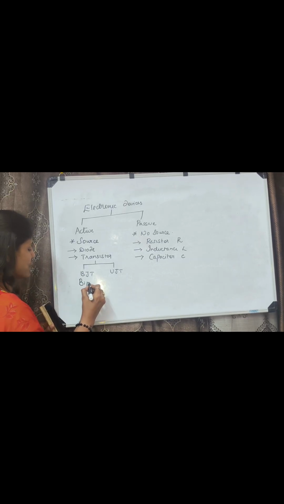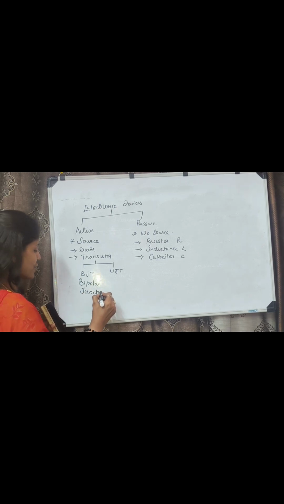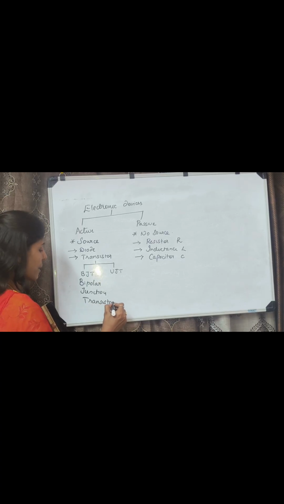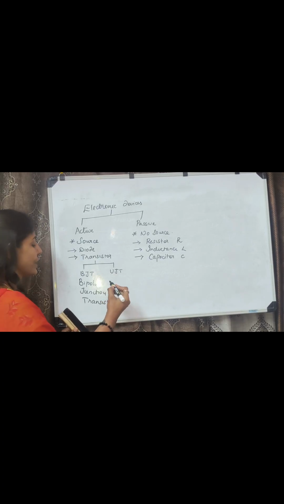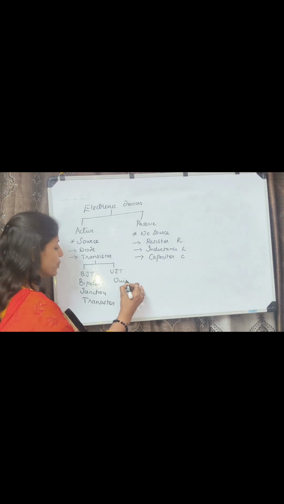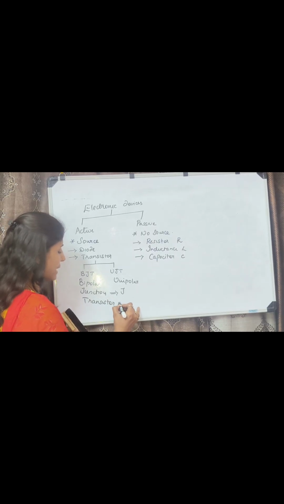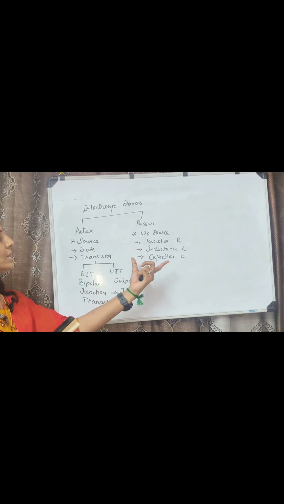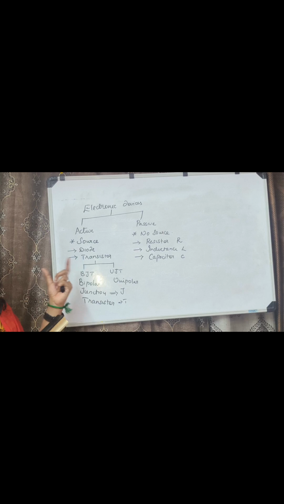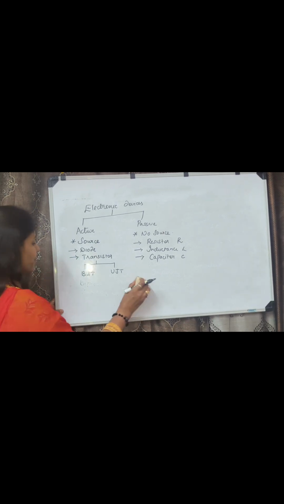What is this BJT? B represents bipolar, J represents junction and T represents transistor. It is a bipolar junction transistor. The other one is the UJT, where U represents unipolar, and as usual J represents junction and T represents transistor. In this class, we are going to study the passive devices as well as one component, the diode.